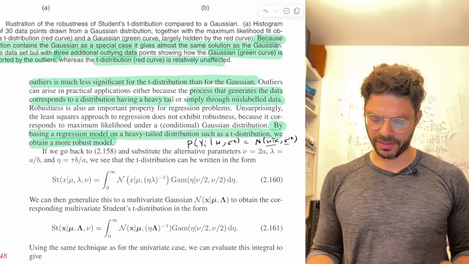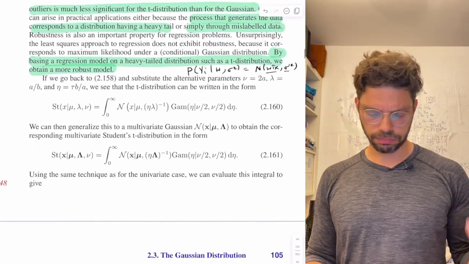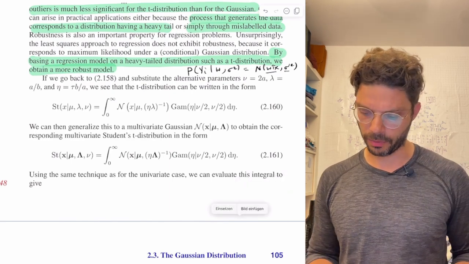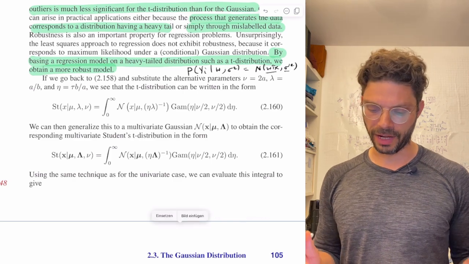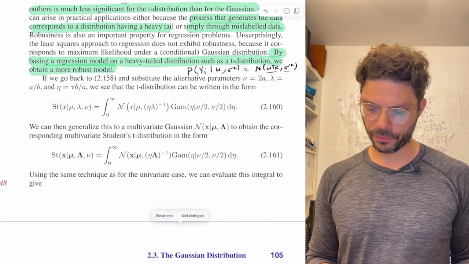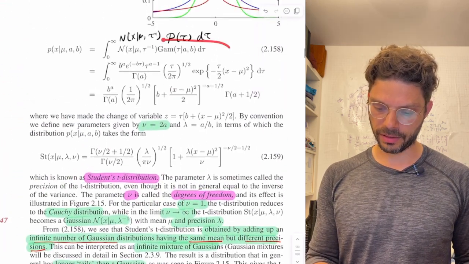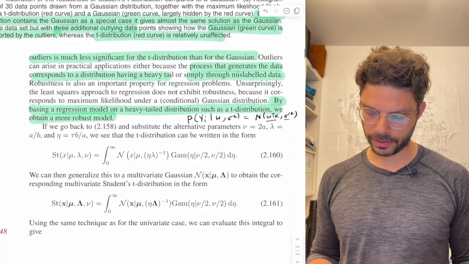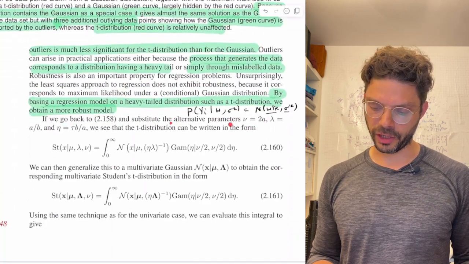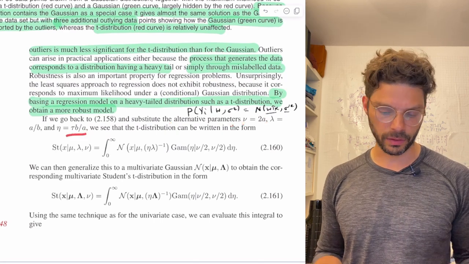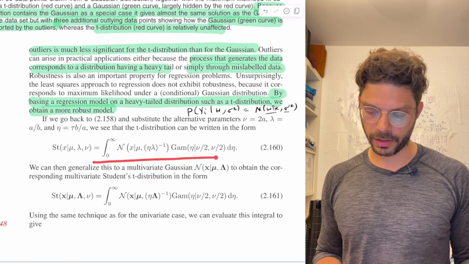And then he just does some stuff, I guess generalizing this to higher dimensions, just a change of variables. So we'll go through it. I don't have much to say about it. So if we go back to 2.158, and substitute the alternative parameters nu equals 2a, lambda equals a over b, and eta equals so and so, the t distribution can be written in this particular way.